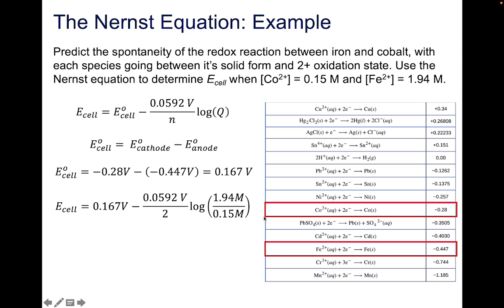Okay, and if we plug this into our calculator, we should be able to calculate E cell, and I got a value of 0.13 volts from that. And so hopefully you did as well. And that is essentially how you use the Nernst equation.